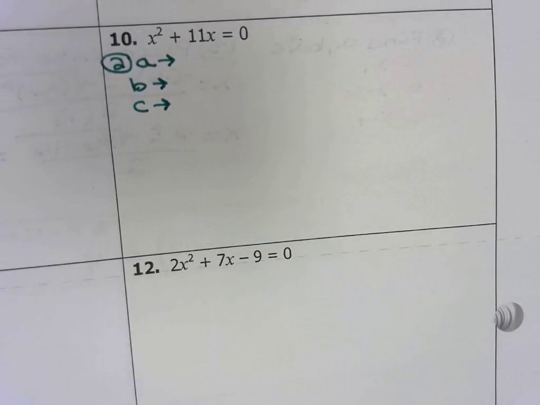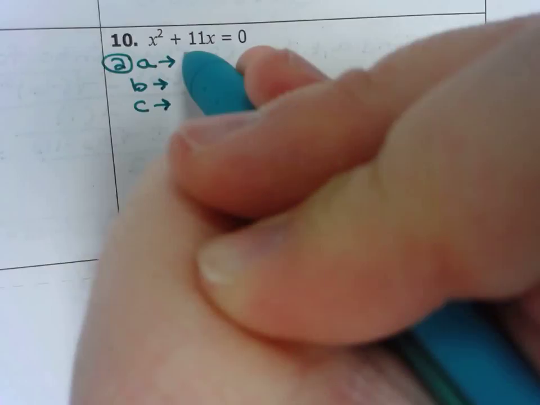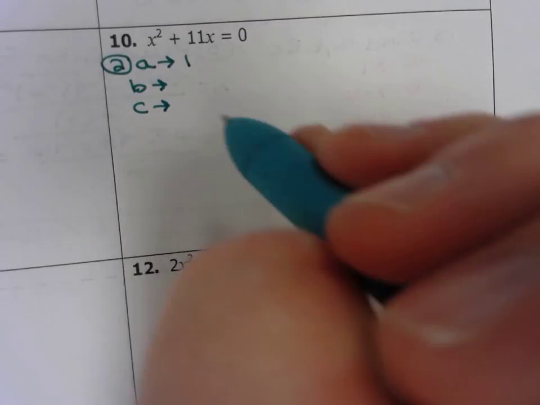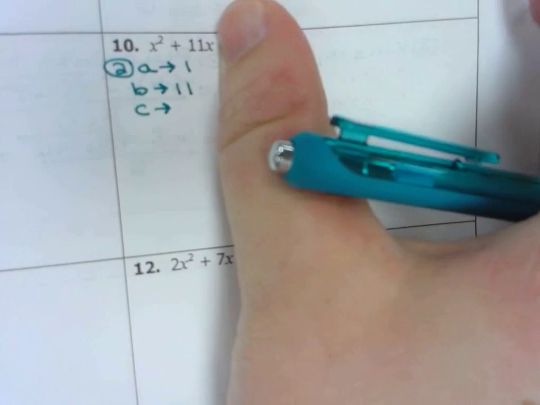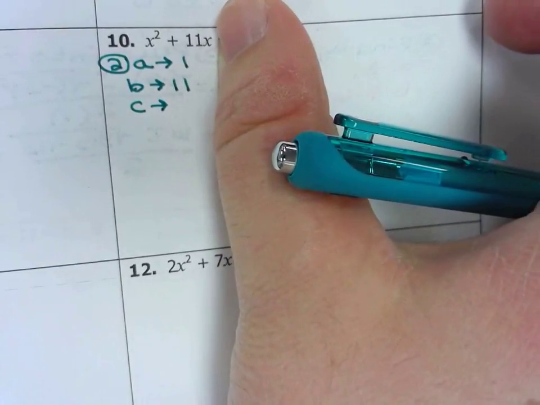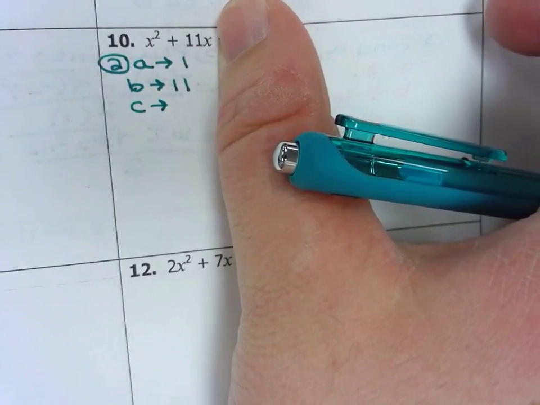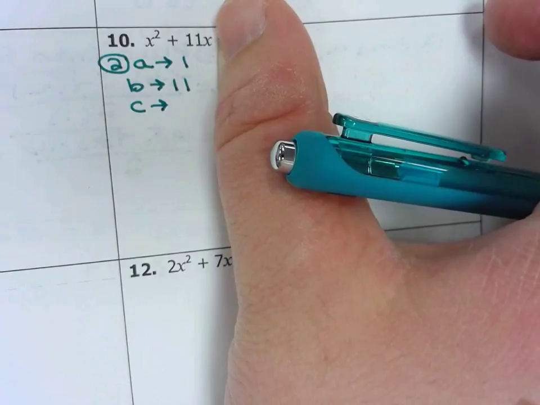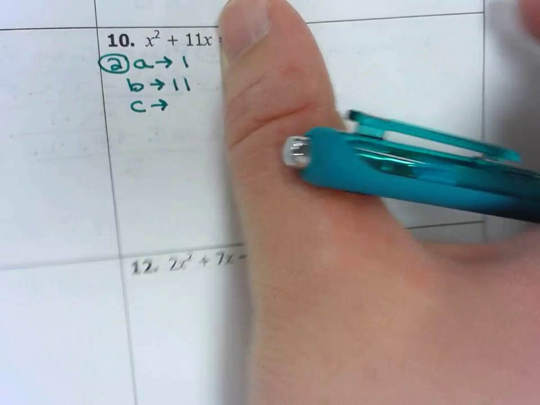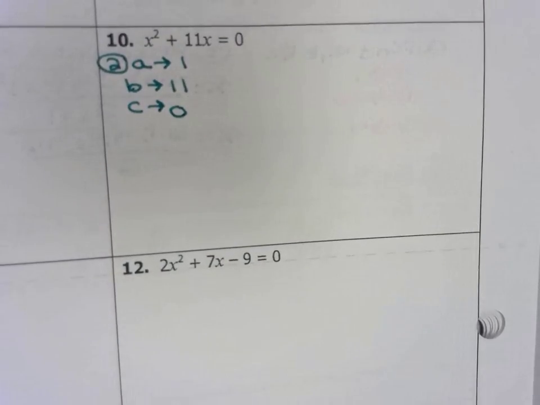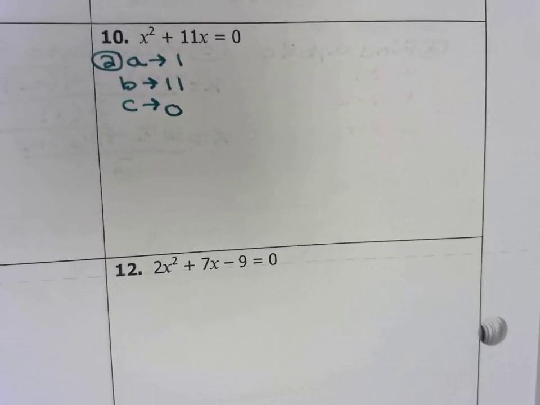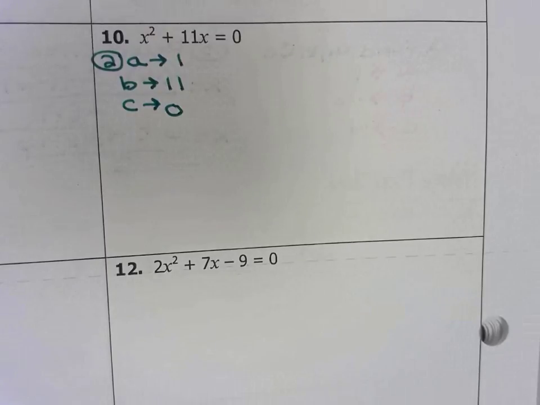As I look at this quadratic, what is my A value? 1, in front of x squared. What's my b value? 11. It's the number in front of x. Now I ignore the equal 0 part. What is my c value? 0. There's nothing there, just like we've done before. If there's no constant, then it's just a 0. So I like writing down a, b, and c first because it helps when I plug stuff in.